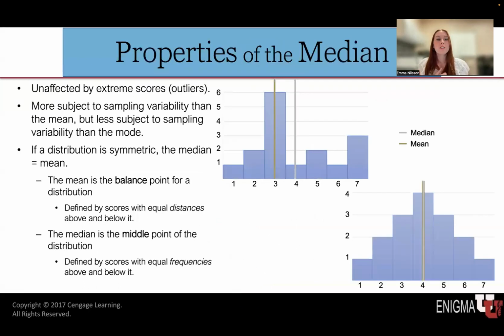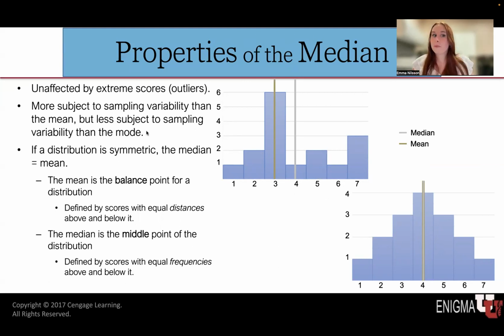Some of the properties of the median, excuse me: unlike the mean, it's unaffected by extreme scores or outliers. The median is less concerned with the numerical value of the data points and more with just how many data points there are, if that makes sense. It doesn't matter if you add a 10 or a 1000 to the end, the median's only going to shift over 1.